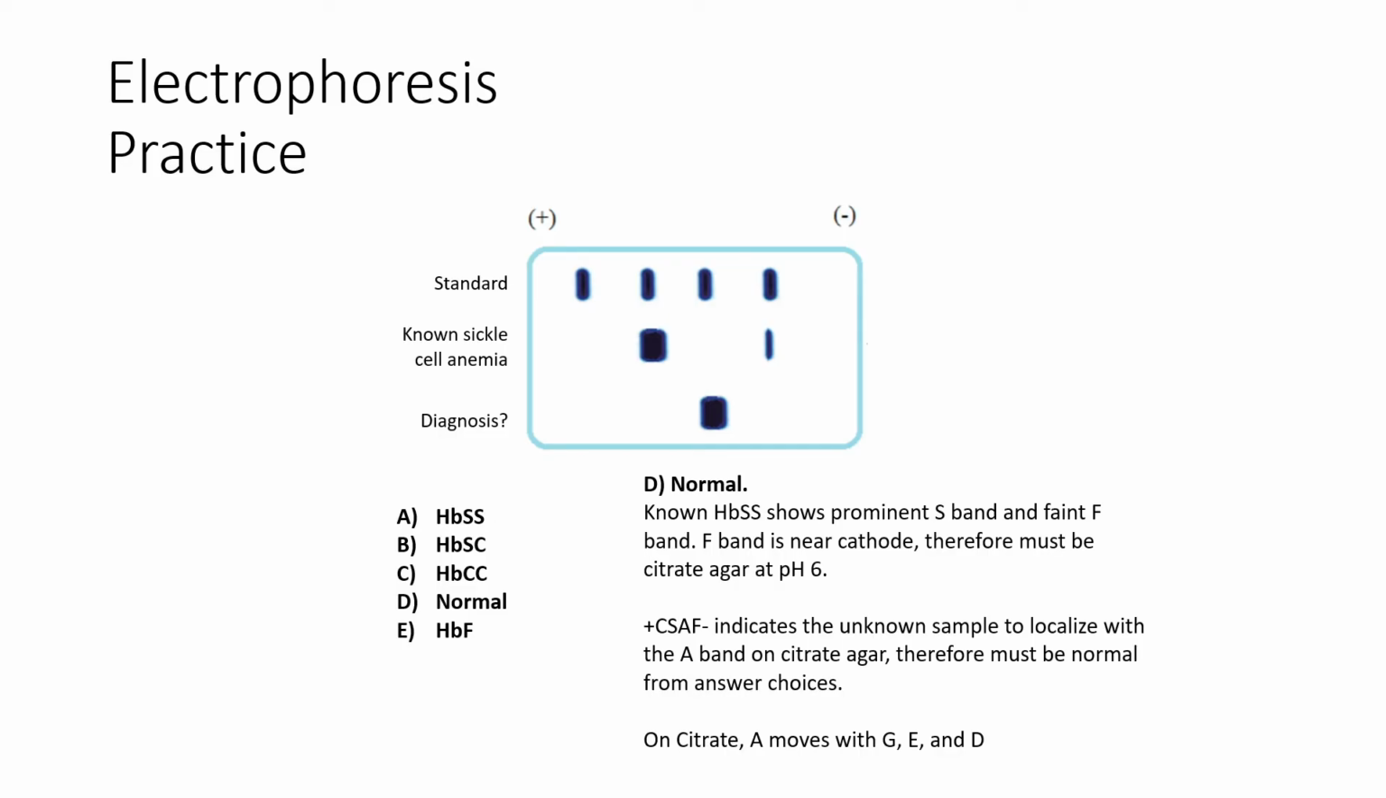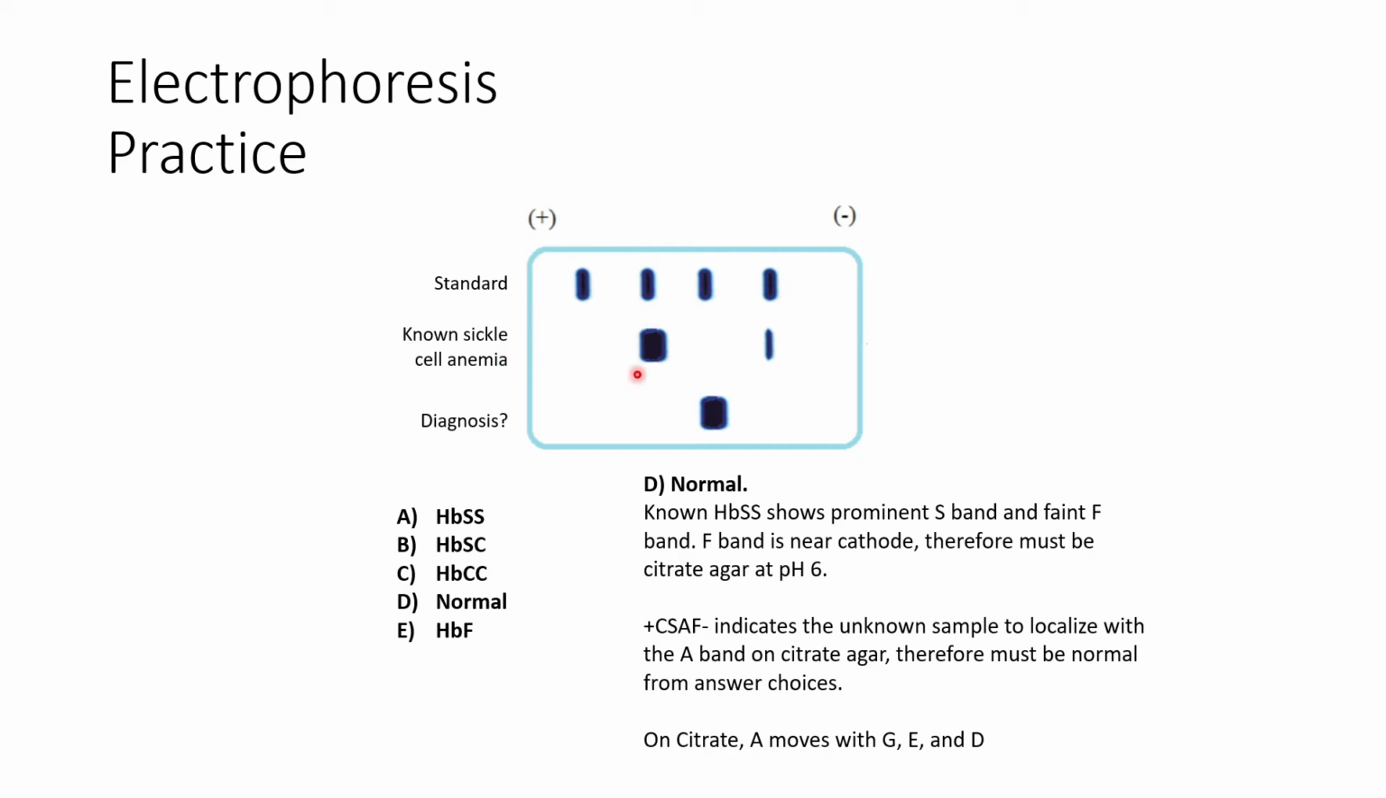If we look at the top, we are given the minus sign at the end. Therefore, we must be dealing with a citrate gel at pH 6. The banding pattern of the standard in lane 1, therefore, must be CSAF. We can confirm this by looking at the example provided to us in the second lane of a patient with known sickle cell anemia.